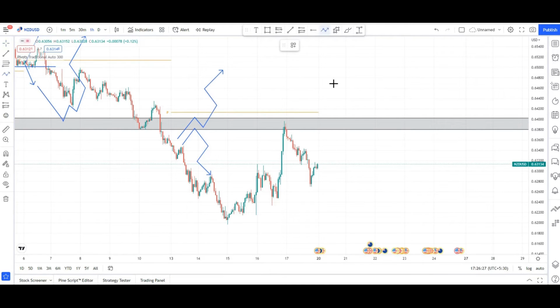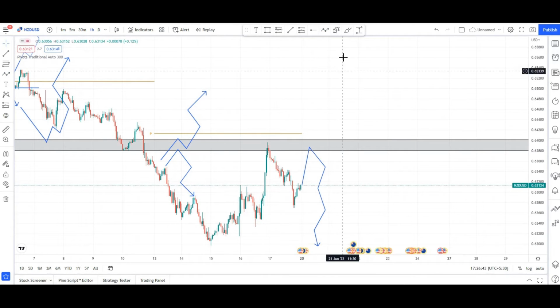Here you can see that it exactly took resistance this time also. If it once again comes and takes resistance, you can expect your first target. This will be the second target, third, fourth, and this is the final fifth target. These are the five targets you have to see. This is one of the key levels.